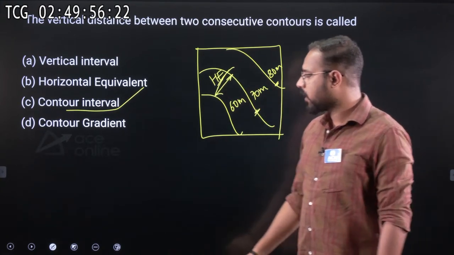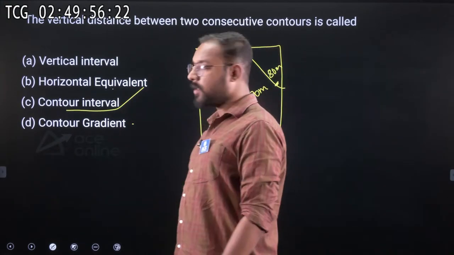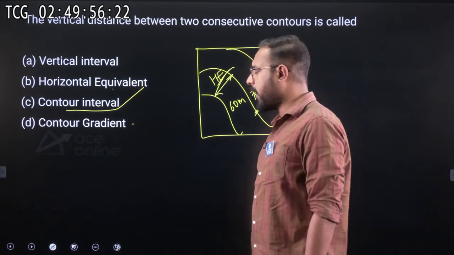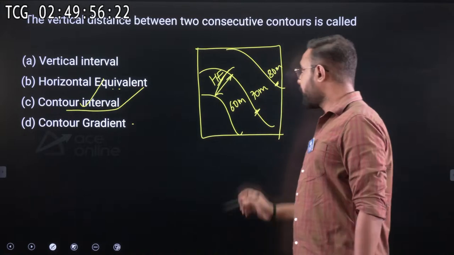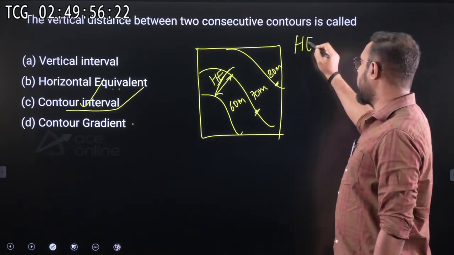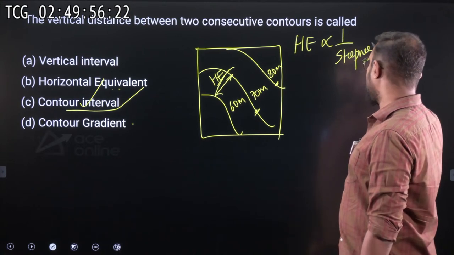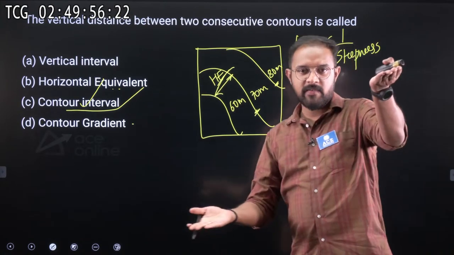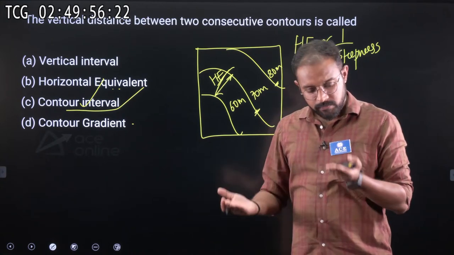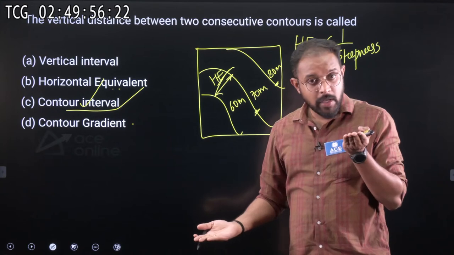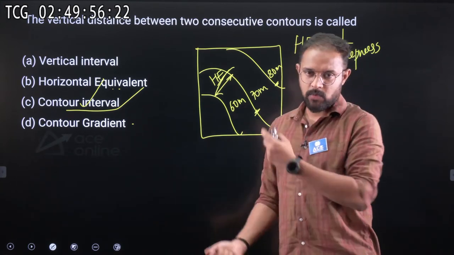Please remember that. Contour gradient is a line that makes a constant inclination. Horizontal equivalent is the horizontal distance between two consecutive contour lines. Contour interval is always constant, horizontal equivalent is not constant. Please remember, horizontal equivalent is inversely proportional to steepness. Very, very important point. That means if two different elevations, like 80 meter contour and 70 meter contour, are very, very close, there is steep ground. If they are very far away, flat ground is there.